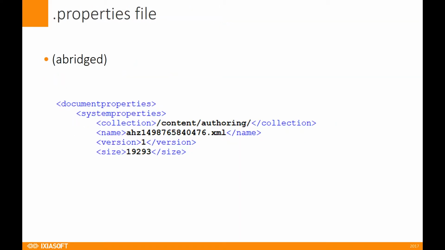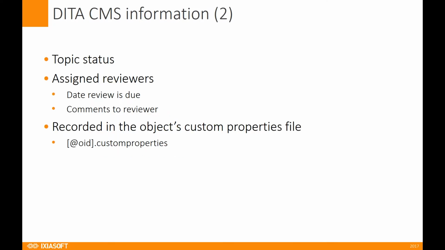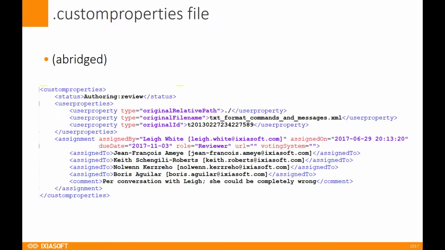And so this is a snippet of the properties file, and the thing that we are interested in is the name property, which is the CMS file name for the topic. The CMS also has a second file for every object called custom properties. And in this file, you have the topic's status, and you have the reviewers that are assigned to it, and you have the date that the review is due, and you have any comments to the reviewer. So this custom properties file is also sent to the output generator and therefore is available to the OT.